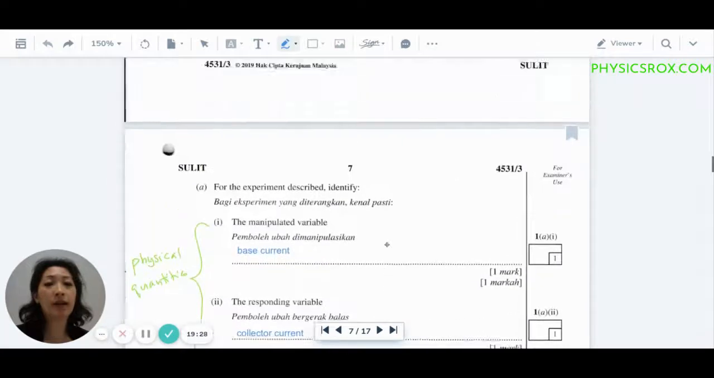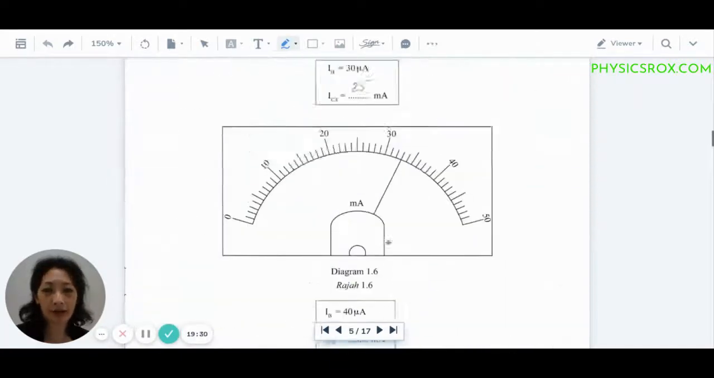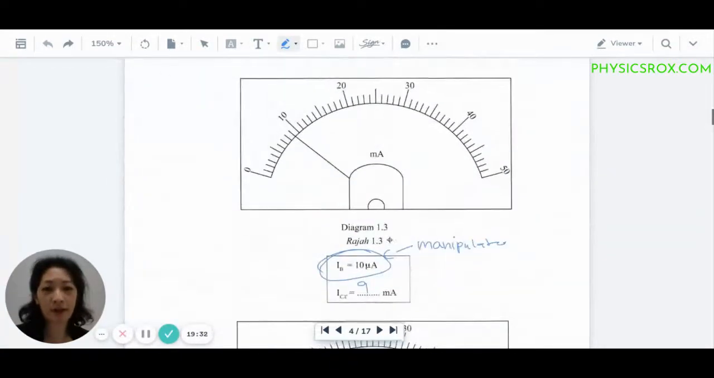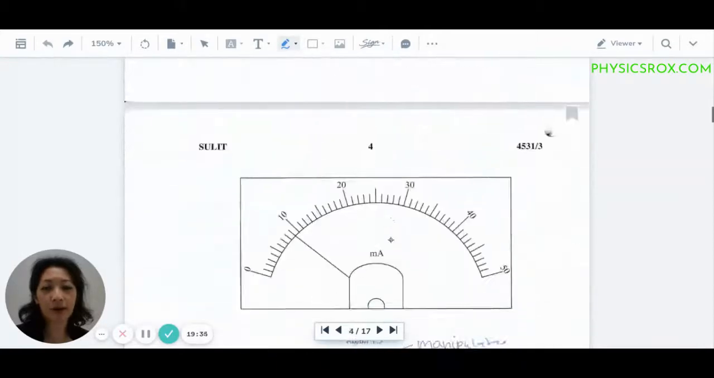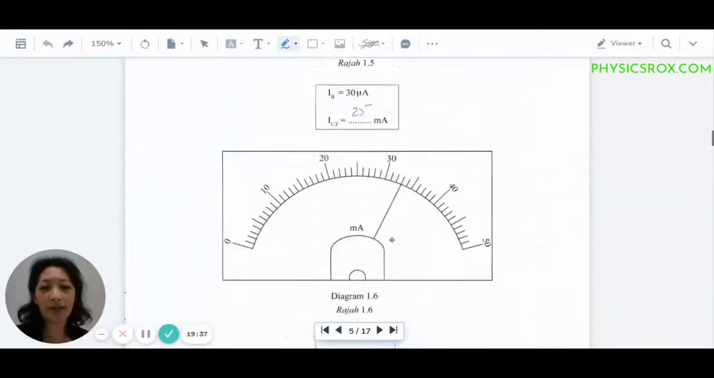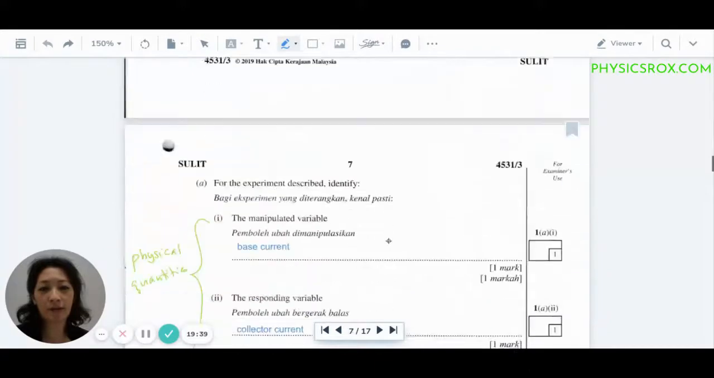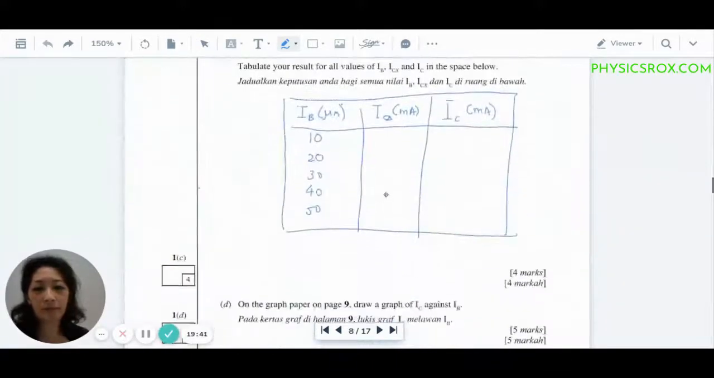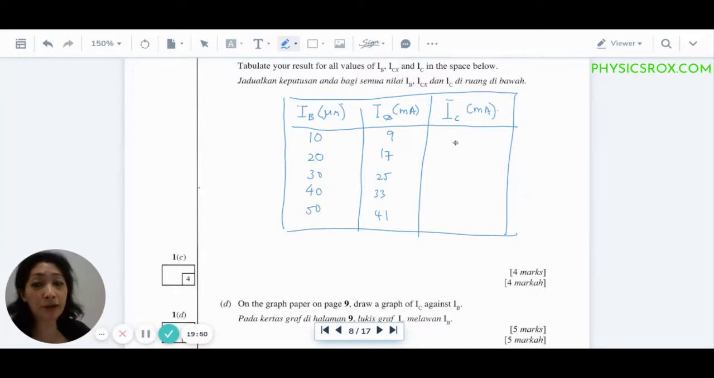For the completeness of this video, I'm just going to fill in the values. I'm backtracking here to recall what the numbers are. So you've got 9, 17, 25, 33, 41. So no decimal places. And of course, you've got to do the correction because we know the zero error, so you've got to take that off. 8, 16, 24, 32, and 40.